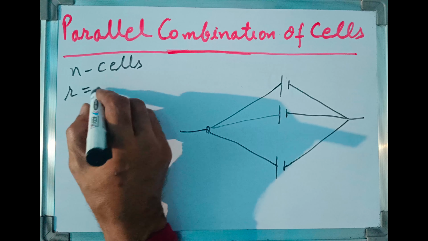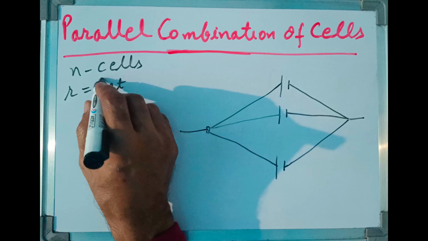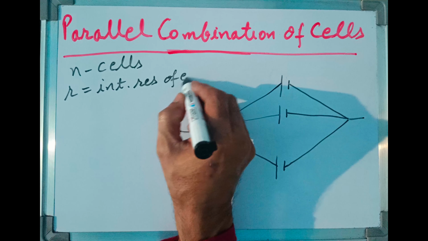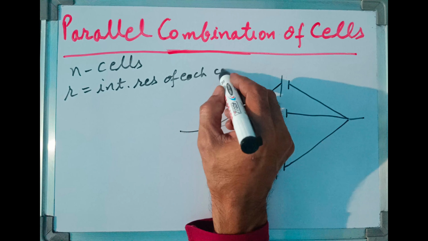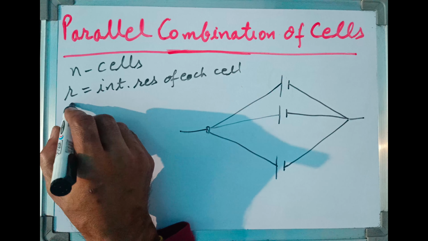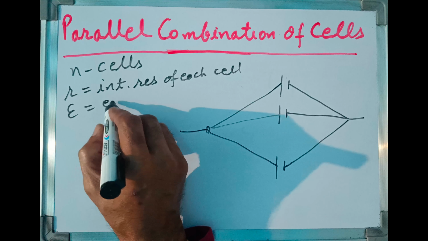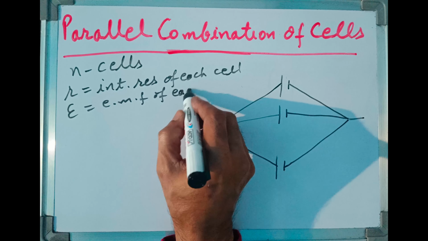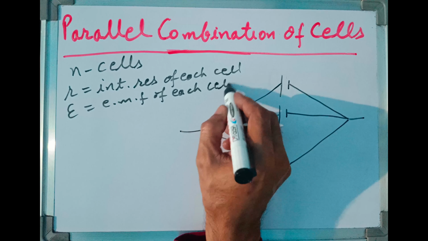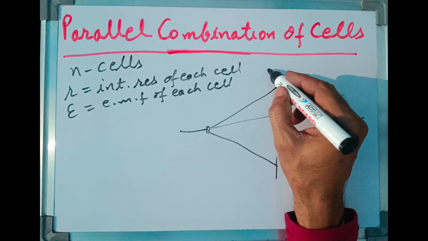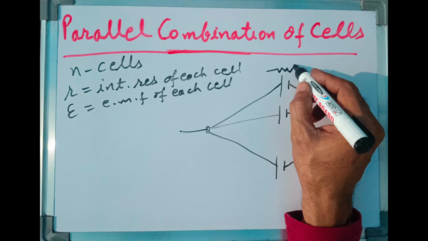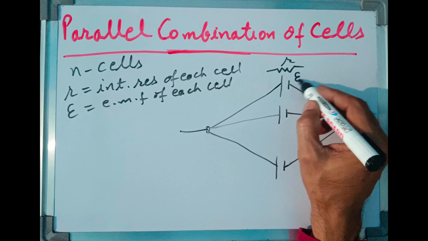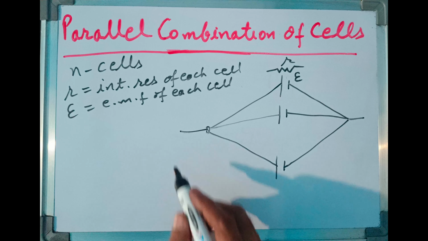Suppose R is internal resistance of each cell and E represents E.M.F of each cell. So I can represent internal resistance of each cell by small r and E.M.F of each cell as E.